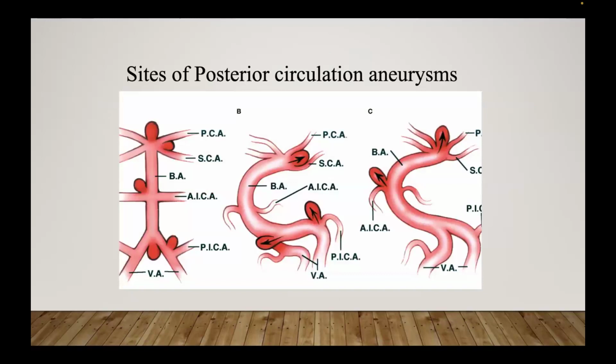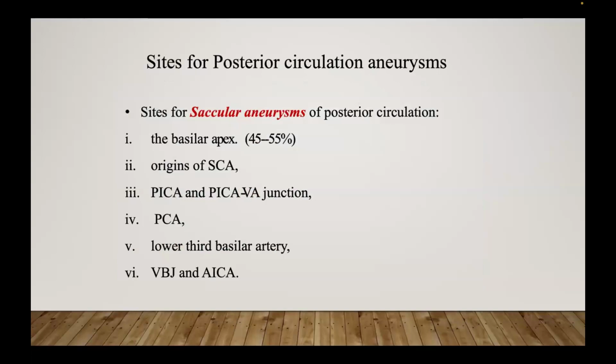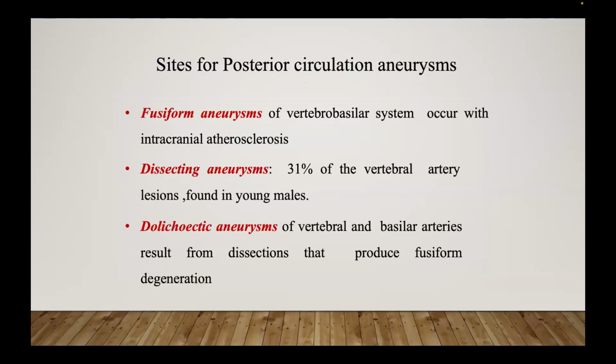So this is a schematic diagram of all the sites which I have already mentioned, and they can be divided into three categories depending upon the location of the aneurysm. Now again, the aneurysm can be saccular or fusiform, and as already described, the most common site of saccular aneurysms is the basilar apex, but they can be seen anywhere in the posterior circulation, whereas fusiform aneurysms mostly occur in association with intracranial atherosclerosis and can be encountered most commonly in vertebral arteries. We also sometimes see dissecting aneurysms, with the most common site being the vertebral artery, which can be traumatic, and lastly, dolichoectatic aneurysms of the vertebral and basilar arteries can also result from dissections that produce fusiform degeneration.